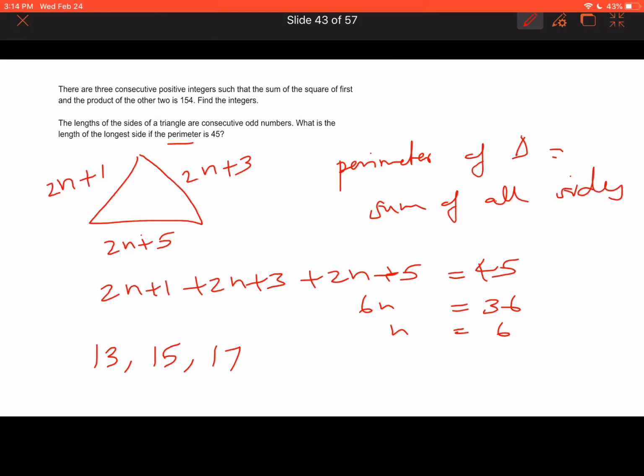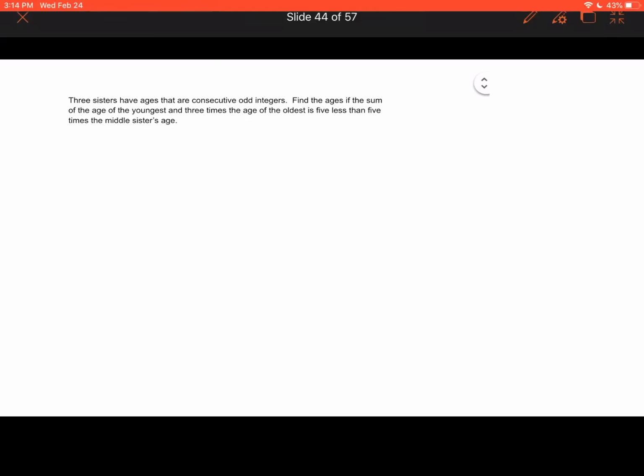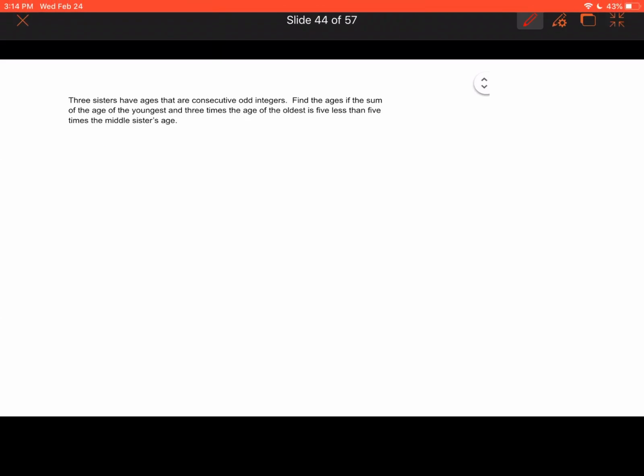So these are the three sides of the triangle, and they are asking for the length of the longest side. So the longest side length is 17. That is going to be the answer. So this is the way we apply the concept of consecutive integers into a problem and find the length of the side of a triangle. We'll see one more example like this.